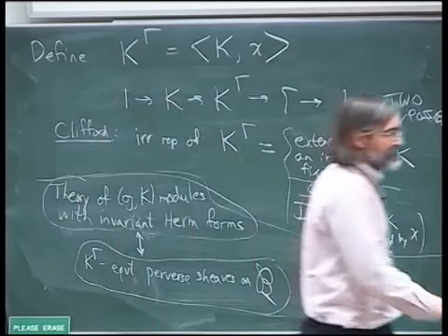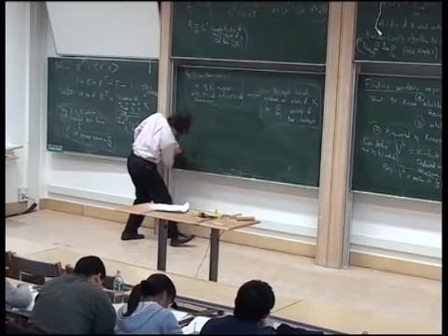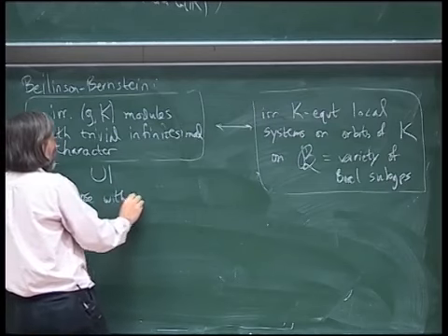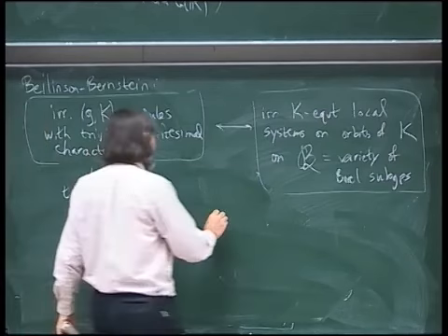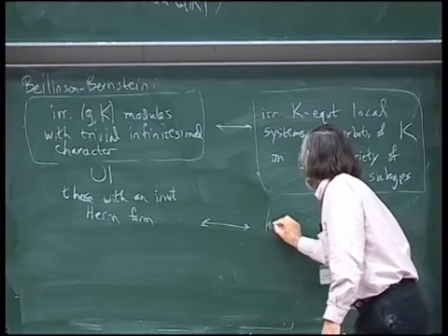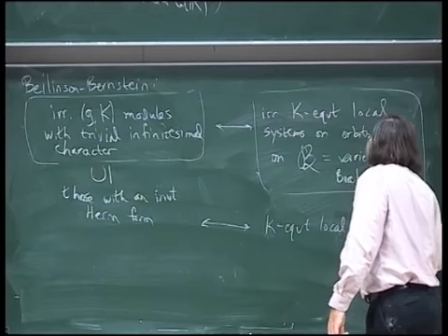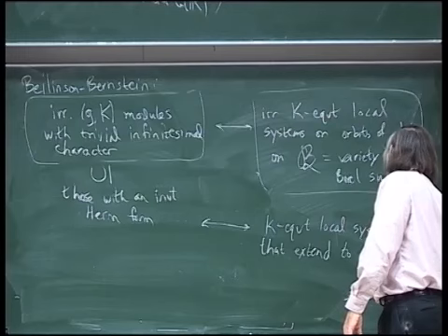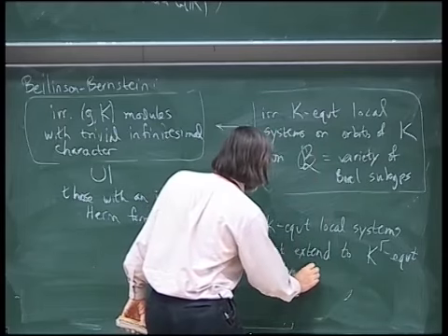So in particular, among these irreducible GK modules are those with an invariant Hermitian form, and that corresponds over here to the K equivariant local systems that extend to K gamma equivariant. And necessarily they extend in two ways.